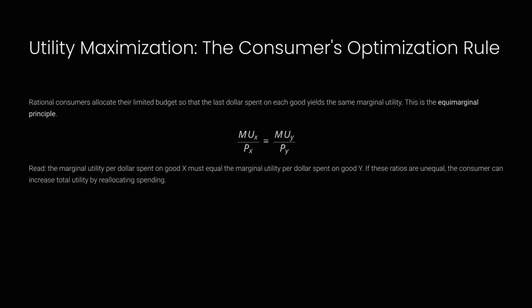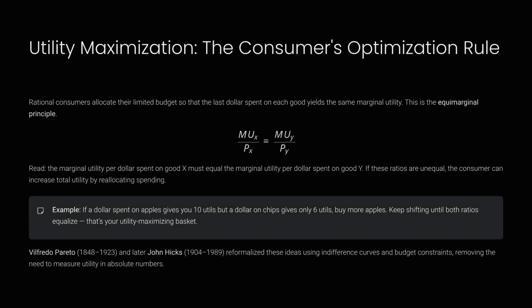Utility maximization follows the equal marginal principle. Rational consumers allocate their budget so that the marginal utility per dollar spent on each good is equal. This ensures the consumer achieves their utility-maximizing basket.